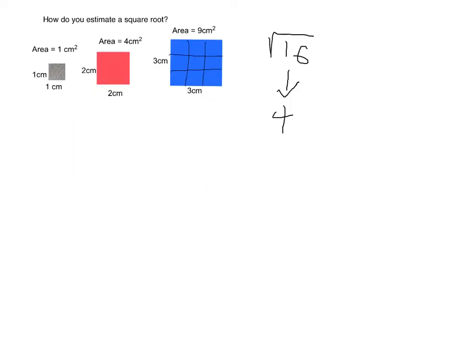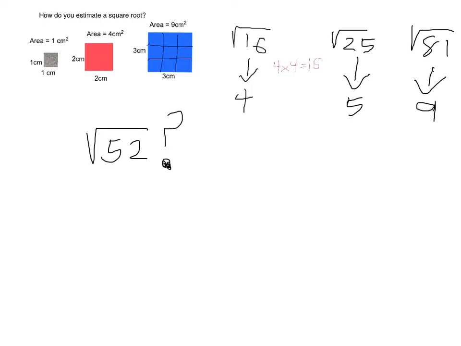So if we follow this logic, we know that the square root of 16 is 4 because 4 times 4 is equal to 16. So it should be obvious if we follow this that the square root of 25 is 5, the square root of 81 is 9. Of course, 9 times 9 is 81. But what about something like the square root of 52?